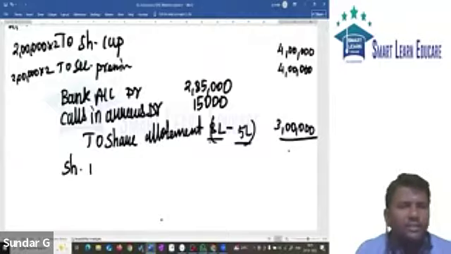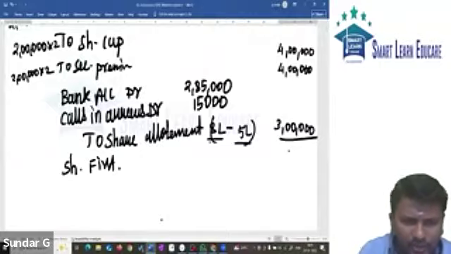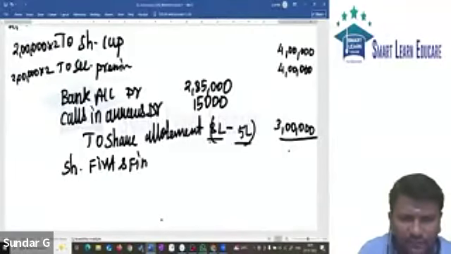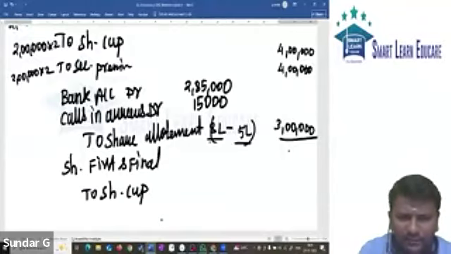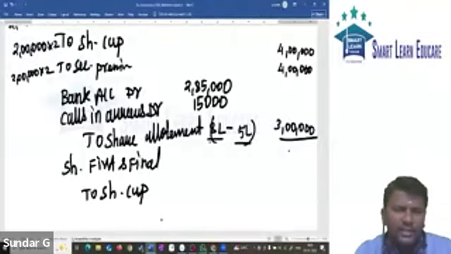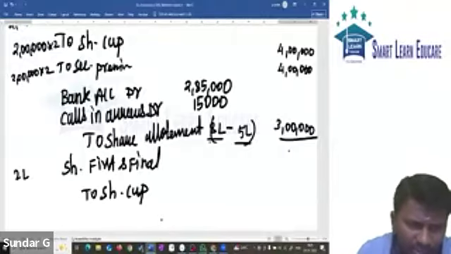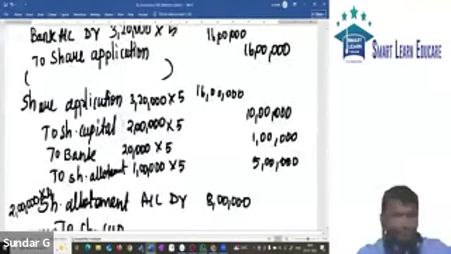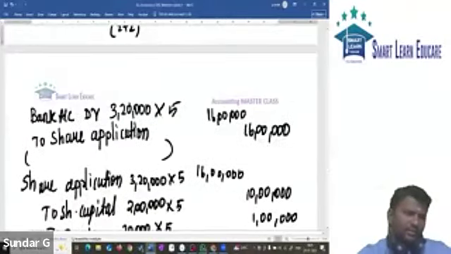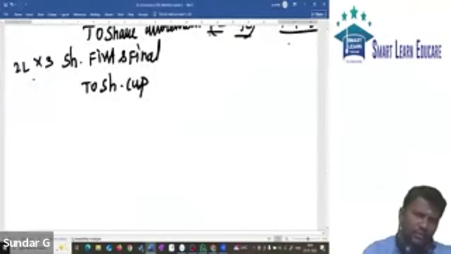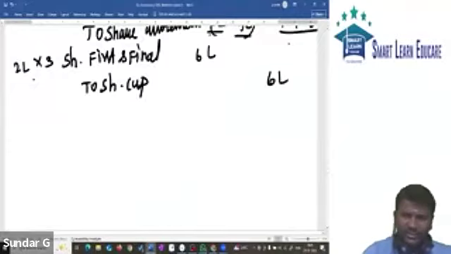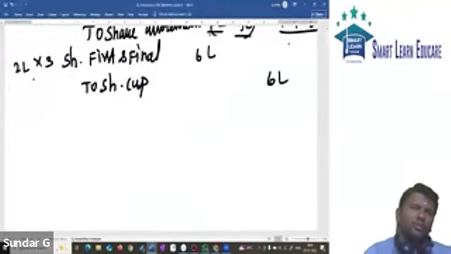Next one, share first and final call. Share first and final call account debit to share capital. How many shares? 2 lakh shares. 2 lakh shares into what is the price of the call? 3 rupees. Correct? 2 lakhs into 3 will give you 6 lakh.